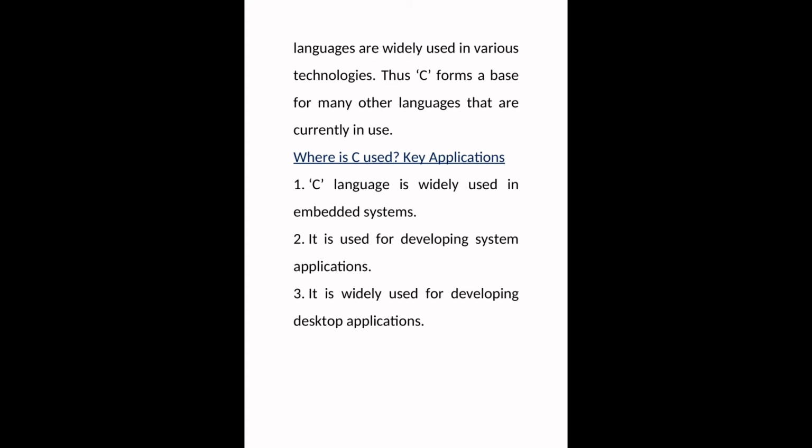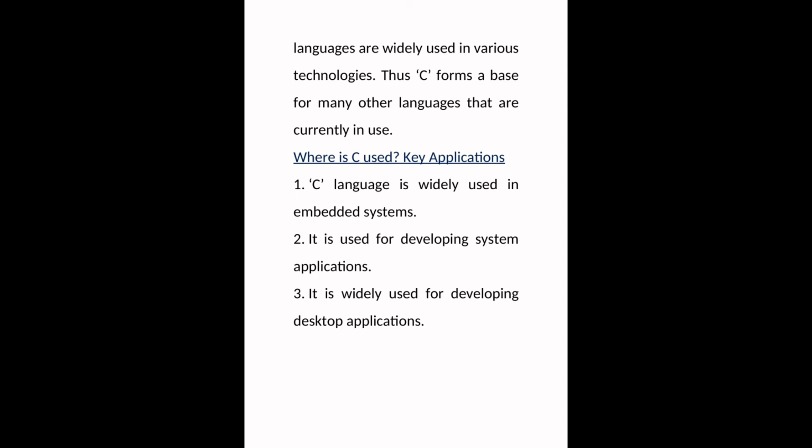Thus, C forms a base for many other languages that are currently in use. Today there are many programming languages like C++, Java, Python and many more. Those languages are based on the C language, because they derive their code from C, and C++, Java, Python and many of today's programming languages were developed on the concepts of the C programming language.